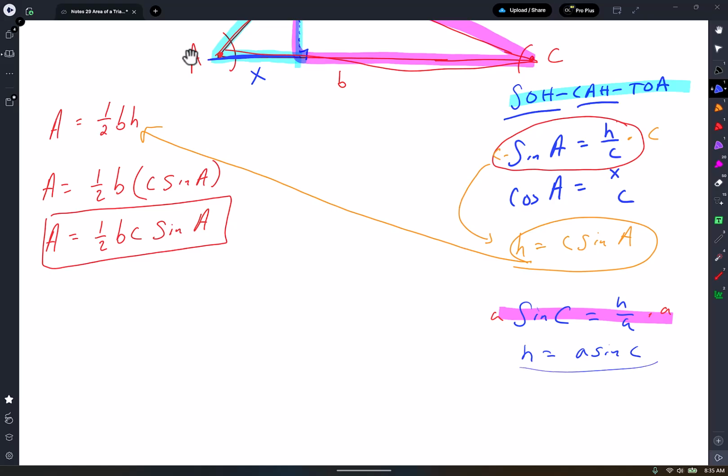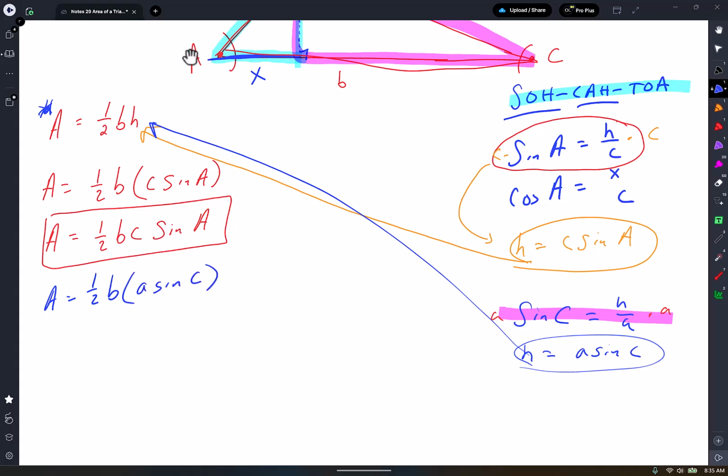And if I were to replace that with this H again, starting at this one, then I will get area equals 1/2 B, open parenthesis, A sine C. And if I drop the parentheses and put it in alphabetical order, A going first before B, right? Because in the alphabet, A comes before B. A, B, sine C. And that is also the area of that triangle. It's the same. It gives you the same answer.